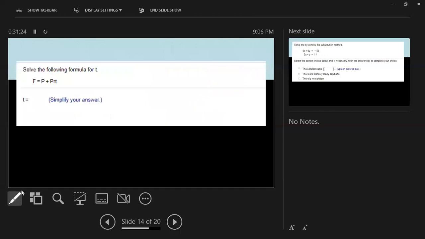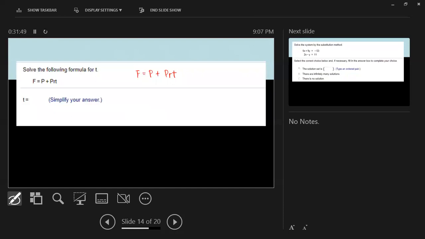All right, so for this particular problem, I want to solve this literal equation. And don't forget, literal equations contain mostly variables. And this one, I want to solve the formula for t. So here I have f is equal to p plus PRT. All right, so I'm solving for t.